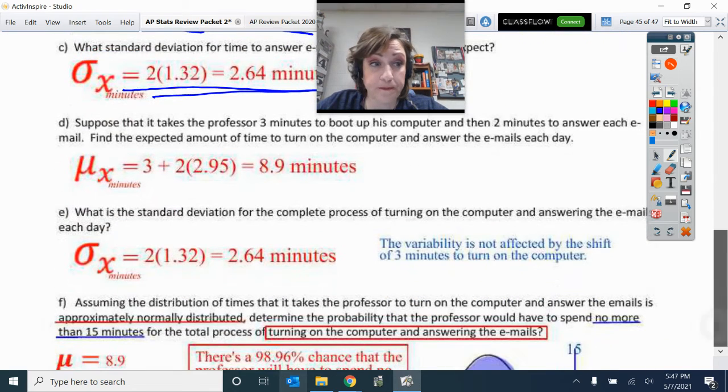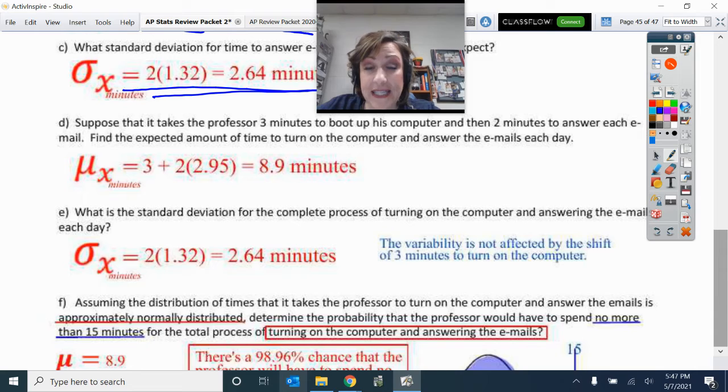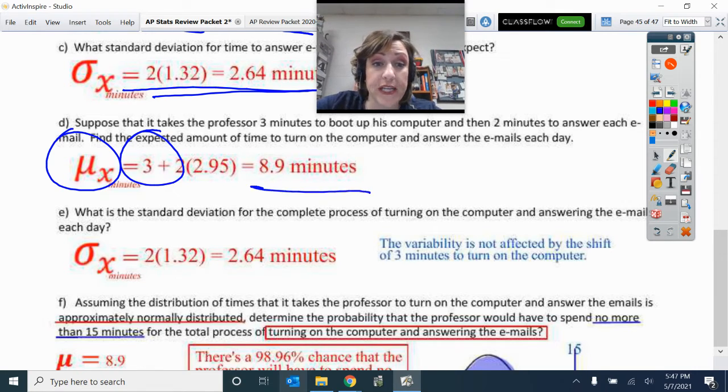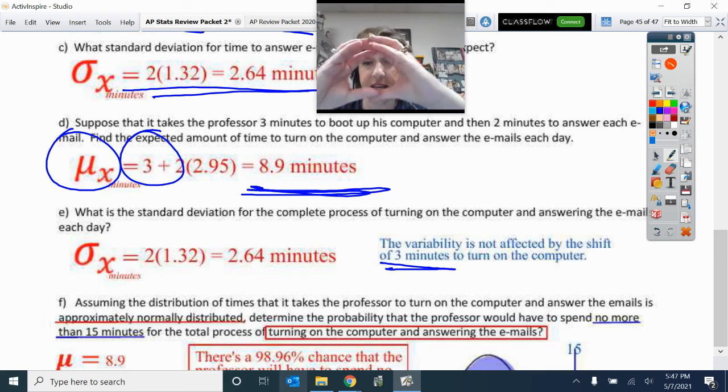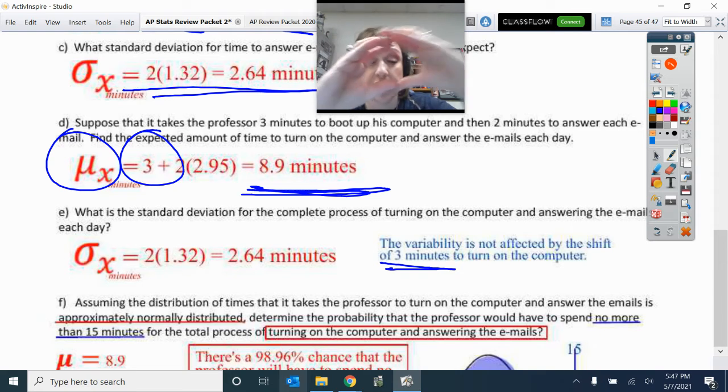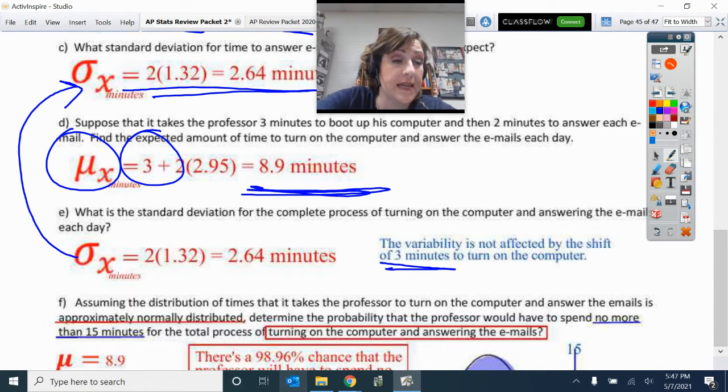So then the average number of minutes, I multiplied by 2, and I got 5.9 minutes, okay, with this standard deviation because, yes, standard deviation is affected by multiplication. All right, but suppose it takes the professor 3 minutes to boot up his computer and then 2 minutes per email. How does that then change the time he spends? Well, the average is affected by the plus 3. So the average got the plus 3 added to it, but not the standard deviation. The plus 3 minutes did not affect the spread, shifting by 3. So this was the same as part C.